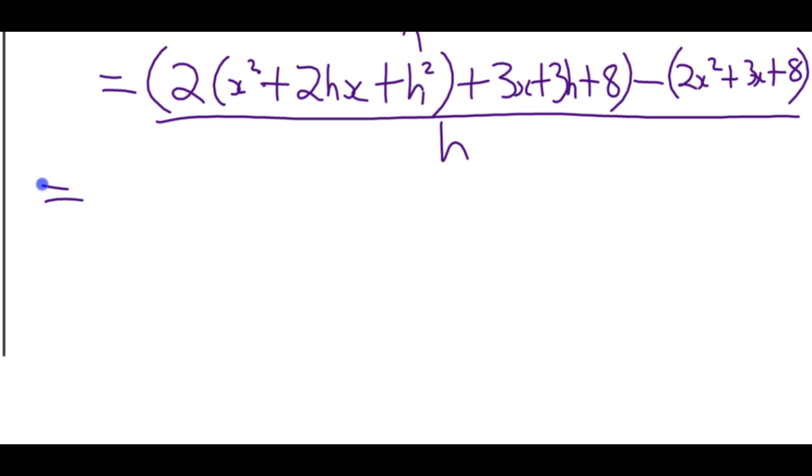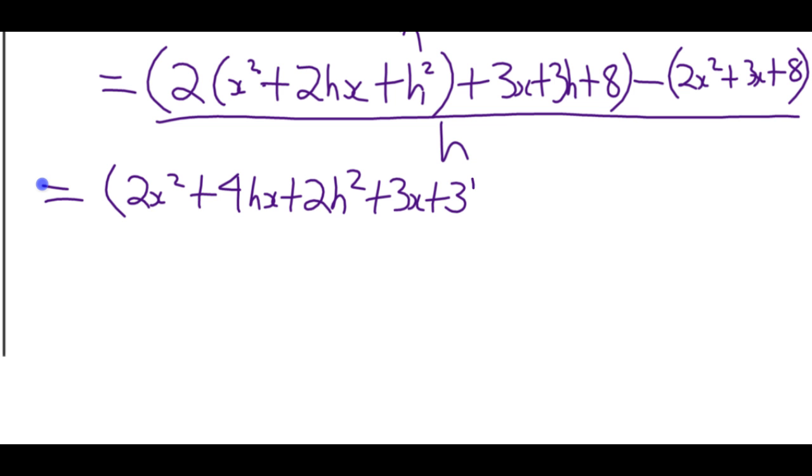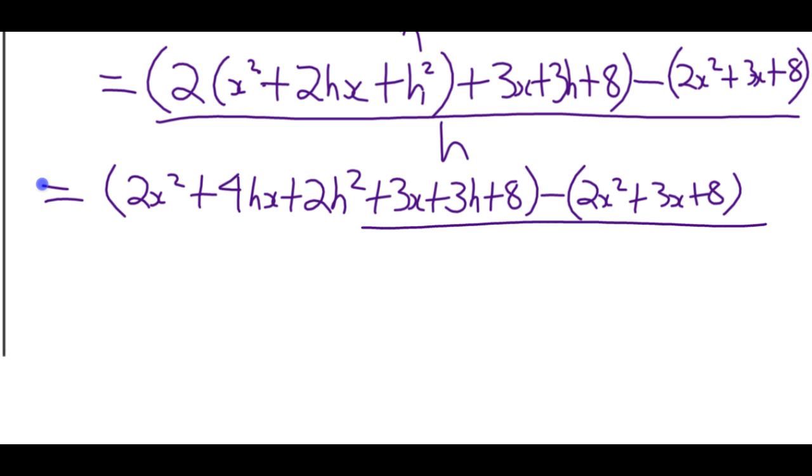Equals. Okay, so now we go through, we expand further this set of brackets: 2x squared plus 4hx plus 2h squared plus 3x plus 3h plus 8 bracket minus bracket 2x squared plus 3x plus 8 close bracket. Draw a line, put down the h. Just algebra, and it's actually relatively simple. We're just multiplying stuff out and collecting it.